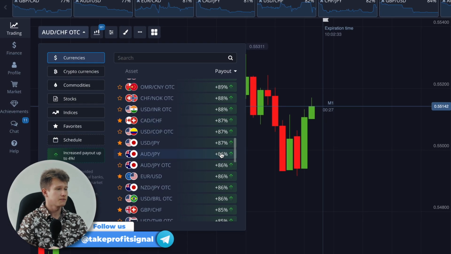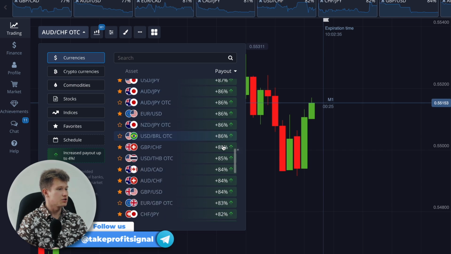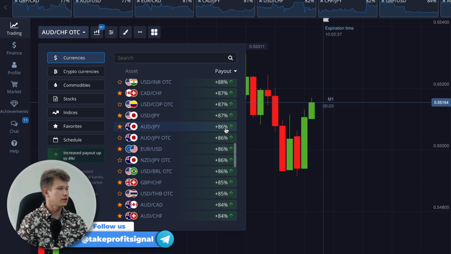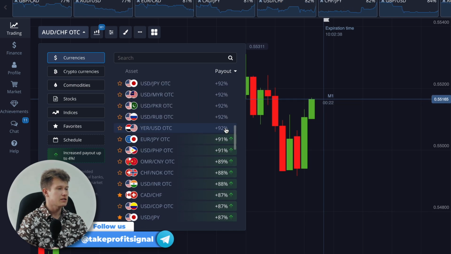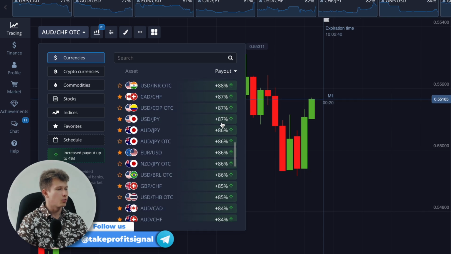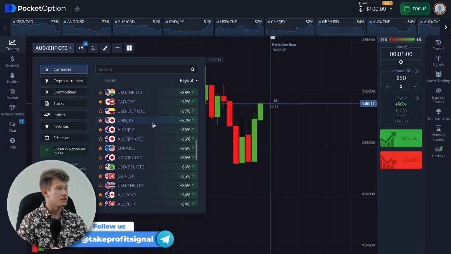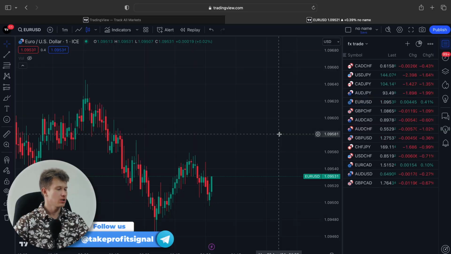Be sure, friends, to look at the payout percentage. It should be higher than at least 75 or 78. This is a very important point. Pay attention to it. So, we have added a few currency pairs.